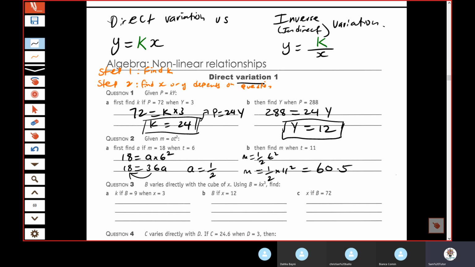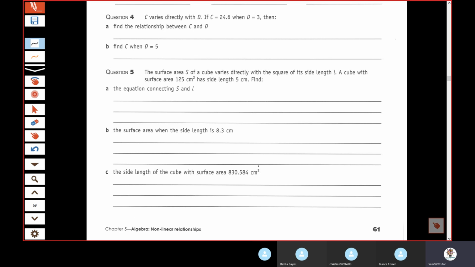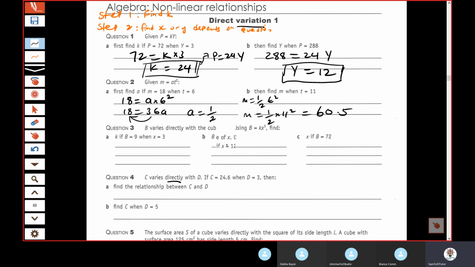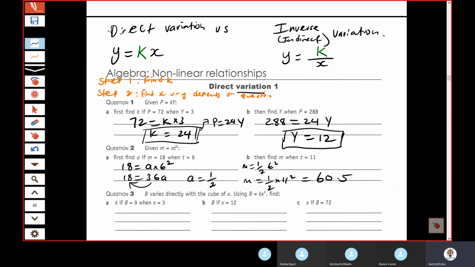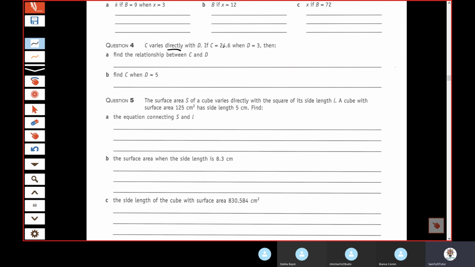So let's look at another one. Let's look at question 4. C varies directly. So now you know it's not this one. Right? It's obviously this one. So they're multiplied, not divided. C varies directly with D, and then if C is this, then find the relationship between C and D. Well, the relationship firstly is C equals KD. Do we understand that? Yeah. Then you know C is this, D is this, we've got to find K.